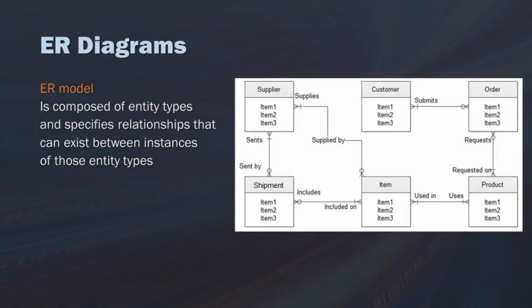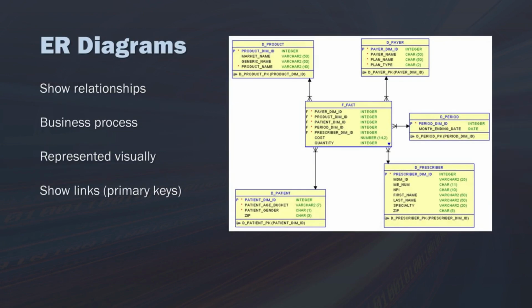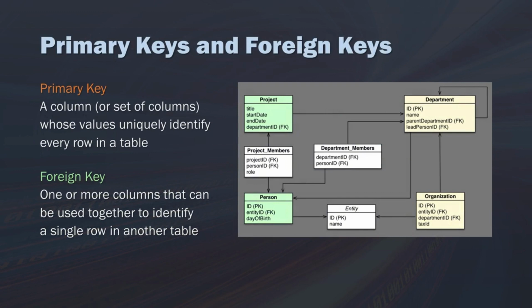To understand these relationships between the tables a lot better, what's often used to depict this are ER diagrams. An ER model then is composed of the entity types and the specific relationships that can exist between these entities. These are usually displayed in a visual format and represent the relationship between the tables. It often helps you to understand and represent a business process, and it will show the links between these tables. The links are really important because in a later lesson, we're going to learn how to join these tables together and combine the data. Being able to look at this diagram and see how they relate to each other is really important.